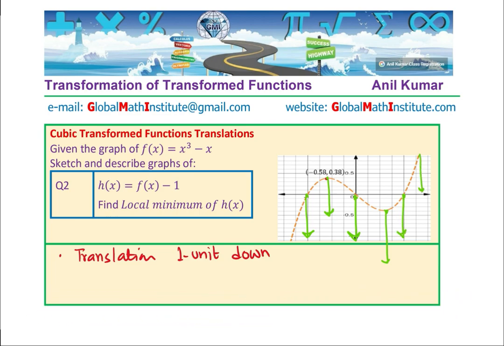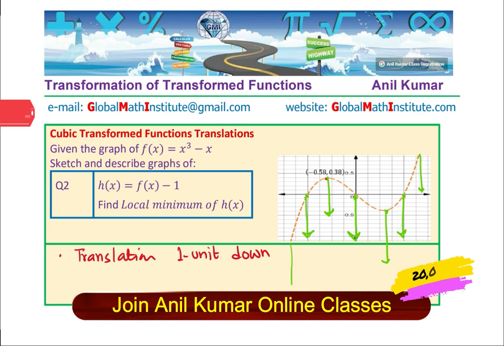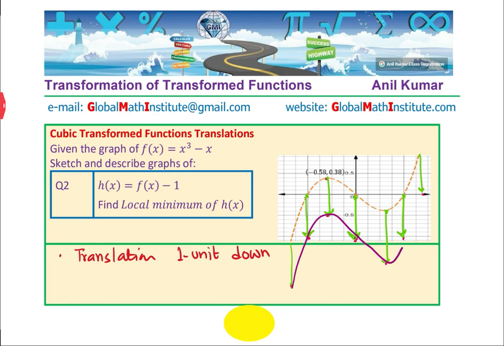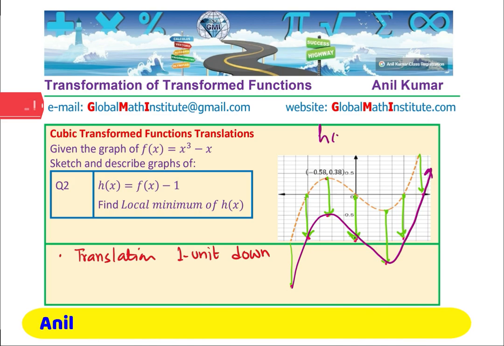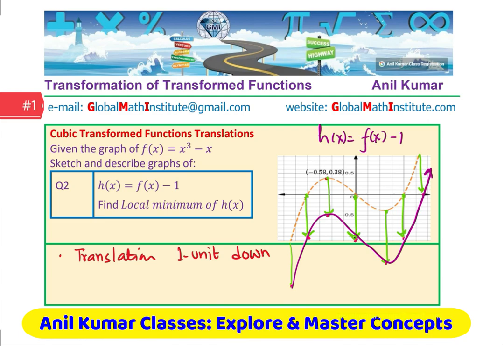Do you see that? So this point will come down, right? So our final point, as you can see, the graph has been translated downwards. Connecting these, we get our graph. You see that? So that is h of x, which is f of x minus 1.